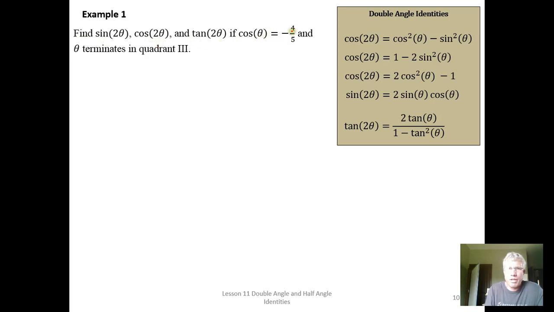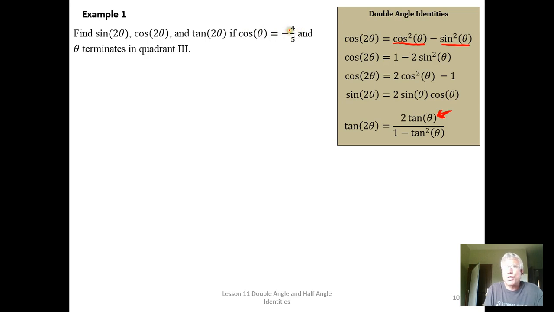So this says find sine of 2 theta, cosine of 2 theta, and tangent of 2 theta if cosine theta equals -4/5 and theta terminates in quadrant 2. So we've got different choices for cosine of 2 theta. We have only one choice for sine and tangent of 2 theta. Clearly we're going to need to know both the value for cosine theta and the value for sine theta, and possibly the value of tangent of theta, although when we get there we'll see that we don't in this case really need that.